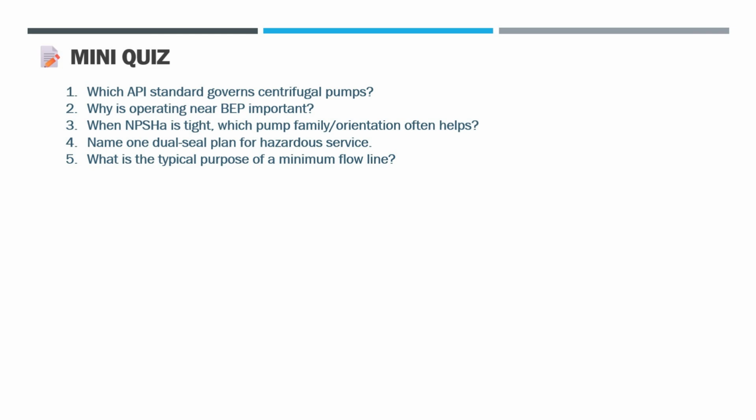1. Which API standard governs centrifugal pumps? 2. Why is operating near BEP important? 3. When NPSHA is tight, which pump orientation is best? 4. Name one dual seal plan for hazardous service. 5. What's the purpose of a minimum flow line?